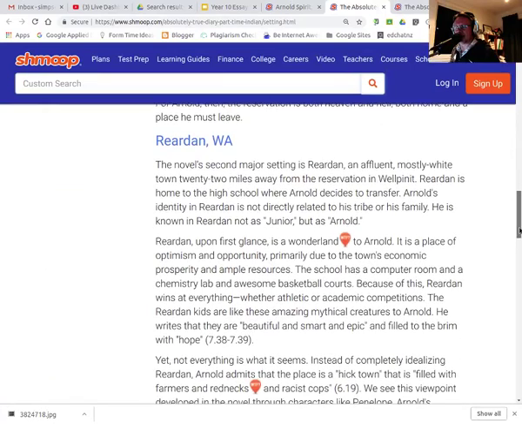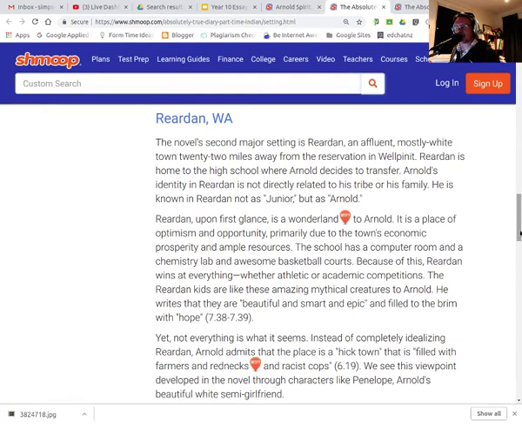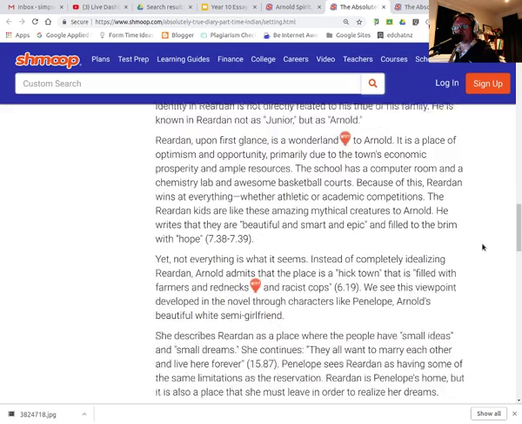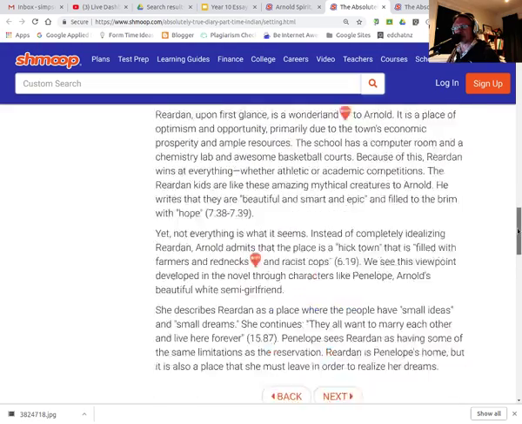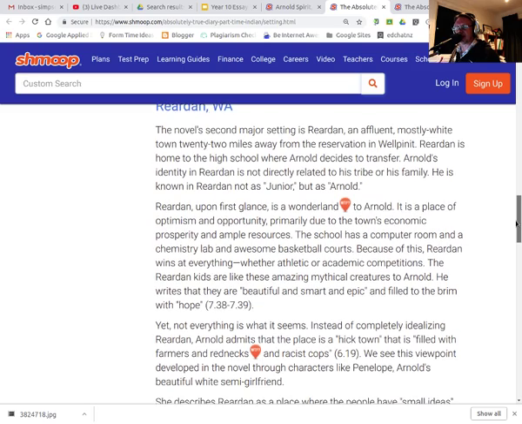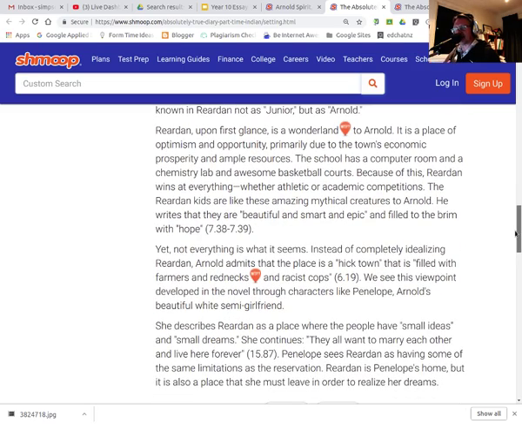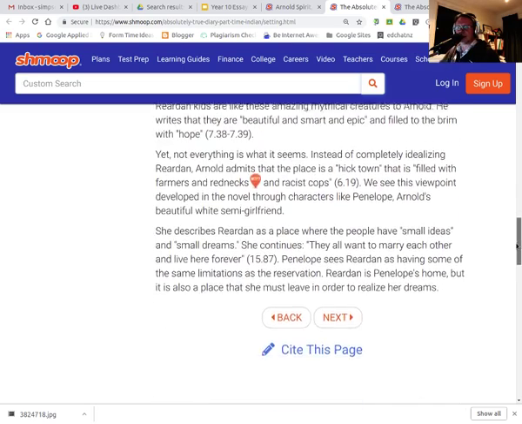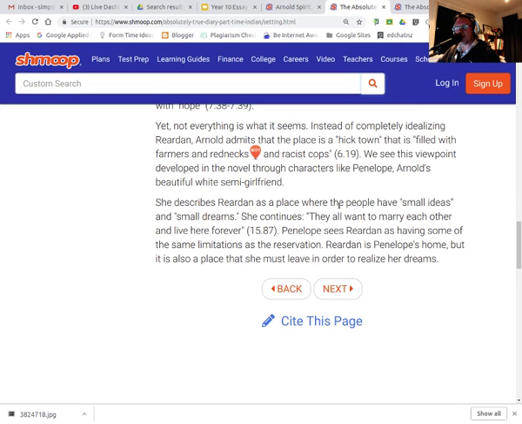And there's the other place, Reardon. That's the name of the, I got them wrong before. Wellpinit is where he lives on the reservation, and Reardon is the affluent middle class high school. So you could be looking at that one for notions about the setting, like how does the setting affect how the novel takes place. They've also got some things like quotes in here that are quite good to memorize.